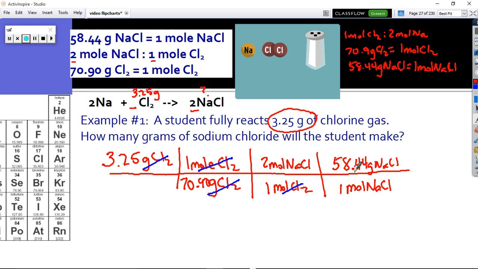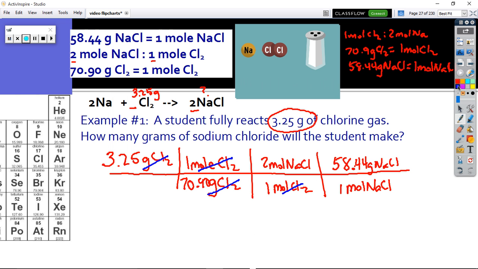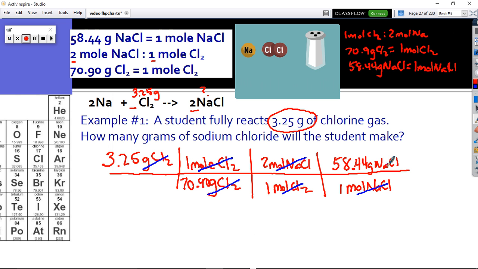Now I want to see what I can cancel. Well, moles of sodium chloride is the same on the top and the bottom. That cancels. And my answer, if I stop now, would be in grams of sodium chloride. And I want grams of sodium chloride, so this is going to be it.